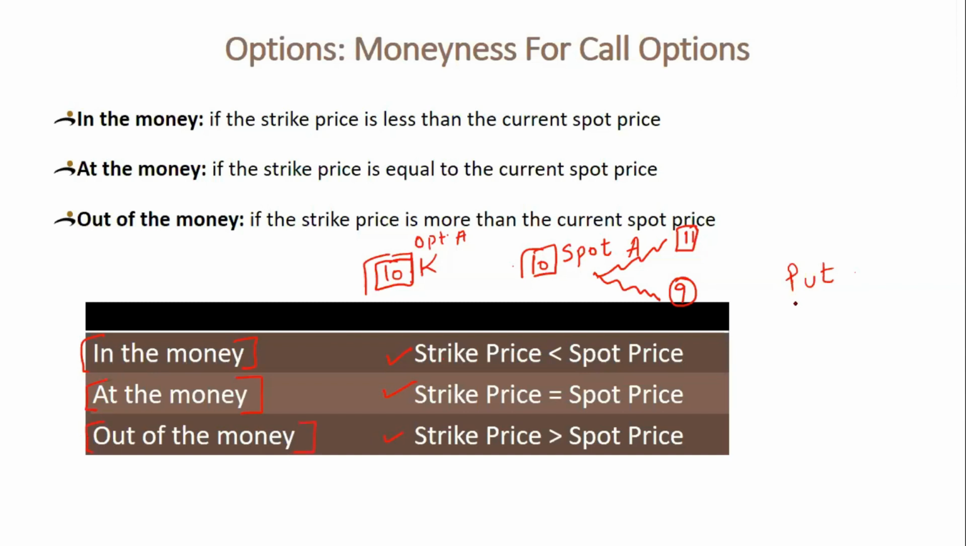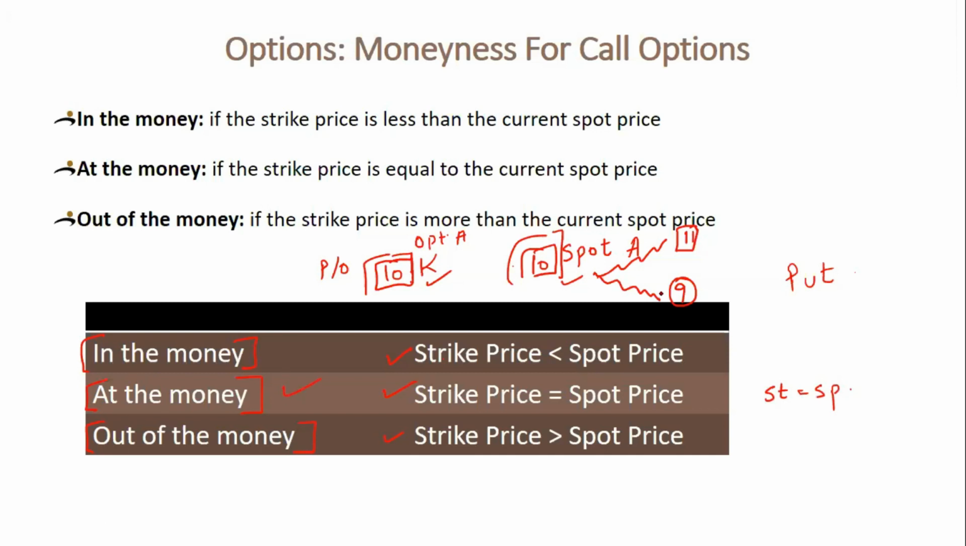Now let's talk about put. Put is exactly opposite of it. Put is the right to sell. So let's say you purchased a put option. That means you have the right to sell this stock. So here it remains the same. If put is at 10, your strike is at 10, spot is 10, then strike price is equal to spot. So at the money, same as call option.